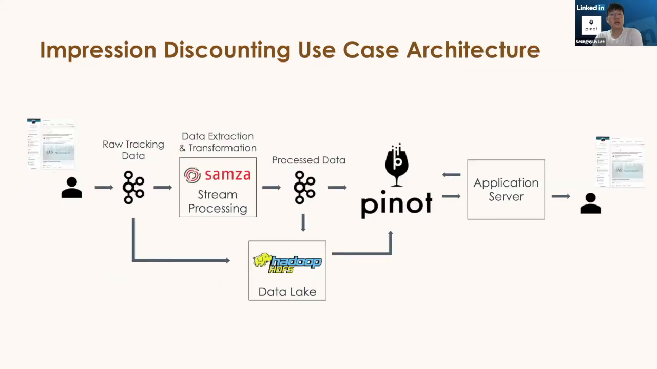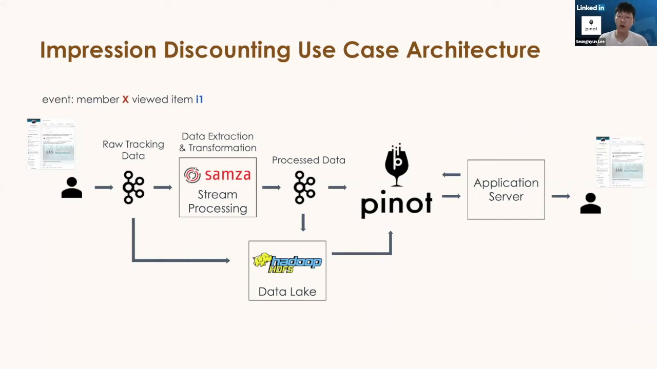So let's first take a look at the architecture of the impression discounting use case. Let's say that we logged into LinkedIn and we watched some posts recommended by the feed. Then under the hood, these activities will be tracked. Events indicating member X viewed item I1 would be generated to a stream source like Kafka. Then the data from the raw tracking topic will be consumed by Samza, which is the stream processing engine. And by the way, Samza is also developed at LinkedIn, and it's an open source project.